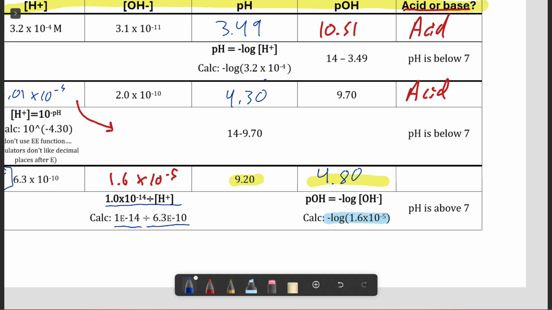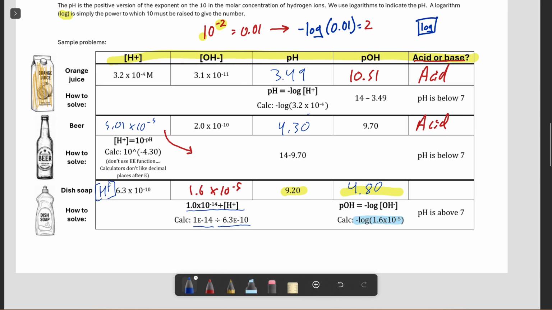So here, to find out if it's an acid or base, we'll look at the pH. That's 9.2. That's above 7. So this is a base. Soap is a base.